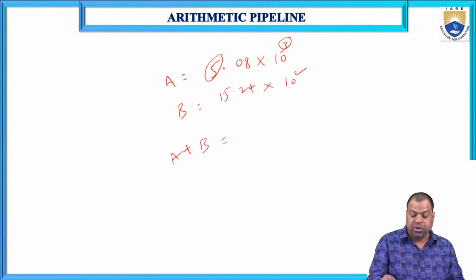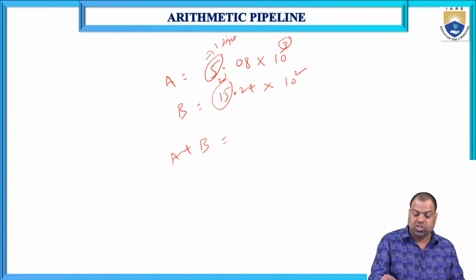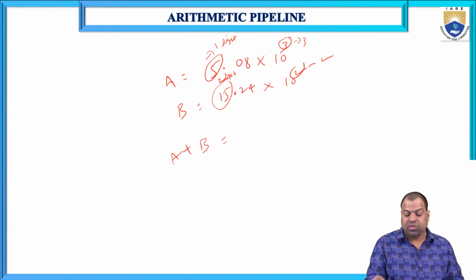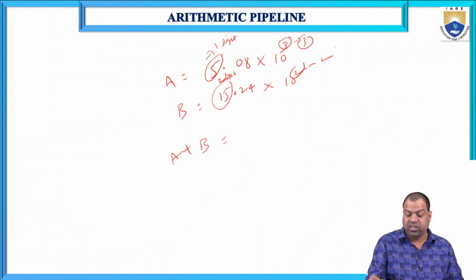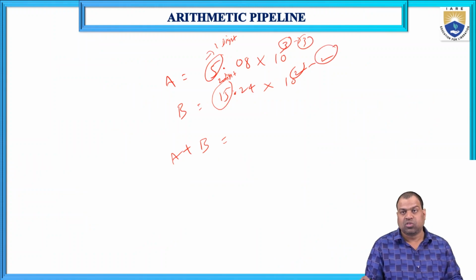In the B, what is the mantissa? 15. So here 1 digit of mantissa, here 2 digits of mantissa. Here the exponent is 3, here the exponent is 2. So the first thing we observe is to compare the exponents. Exponents are here 3, here 2. Is it balanced? No. These exponents are not balanced, so we have to balance.